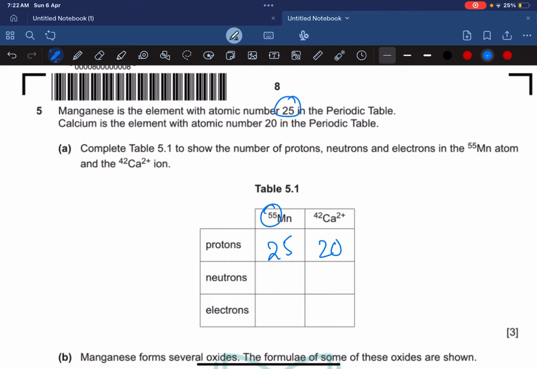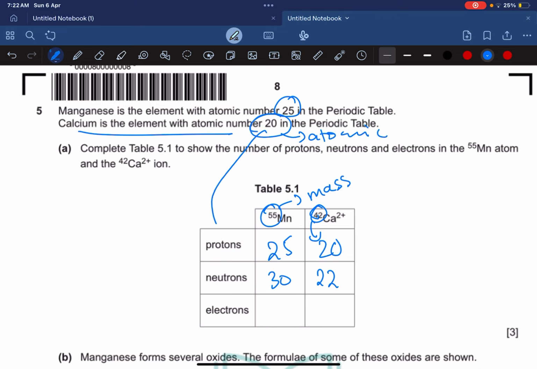Neutrons, this is your mass number, the total number. 55 minus 25 is going to be your number of neutrons. 55 minus 25, that's going to give me 30 over here. And for over here, this is 42 minus 20, and that's going to give me 22 over here. Important thing is that this was the atomic number. Atomic number means the proton number, so we just had to write it in the table.